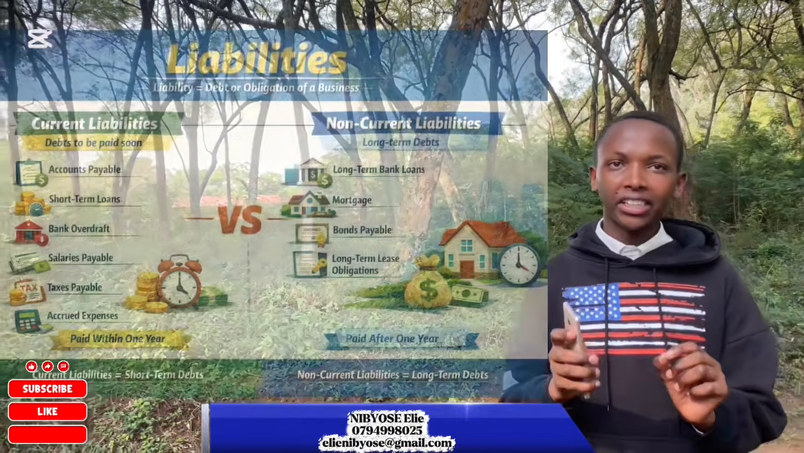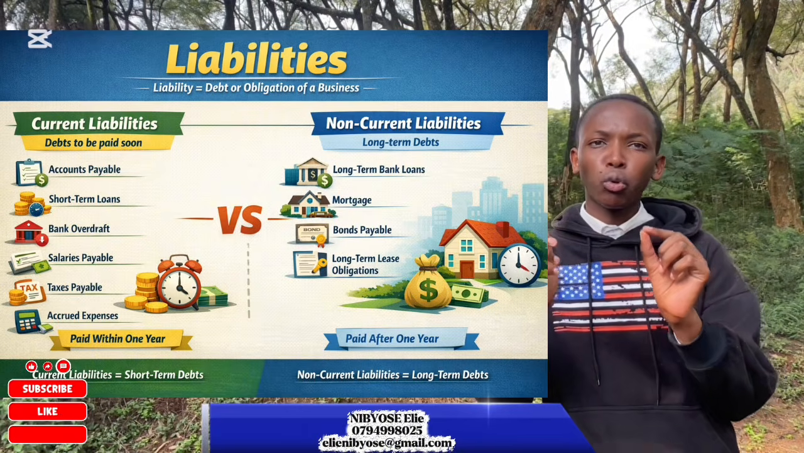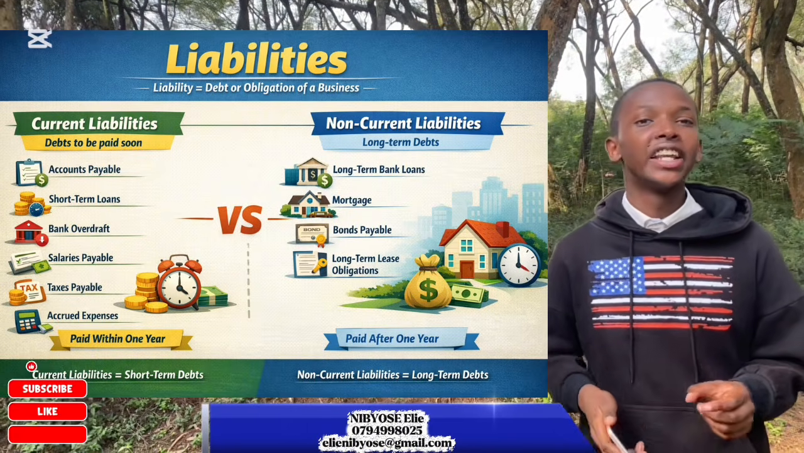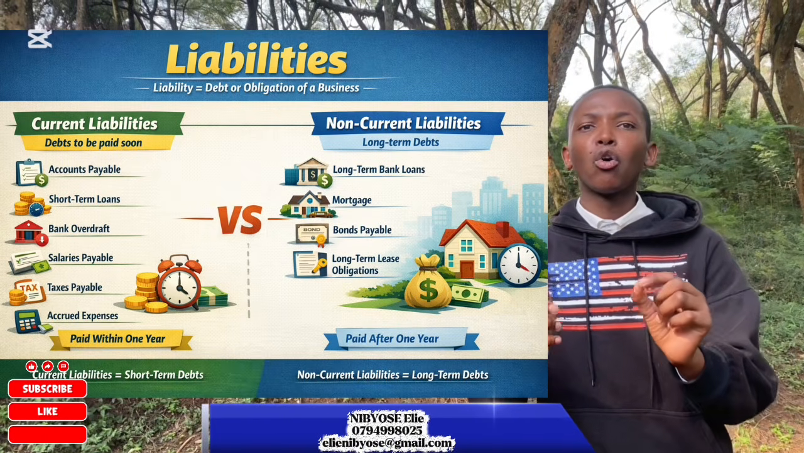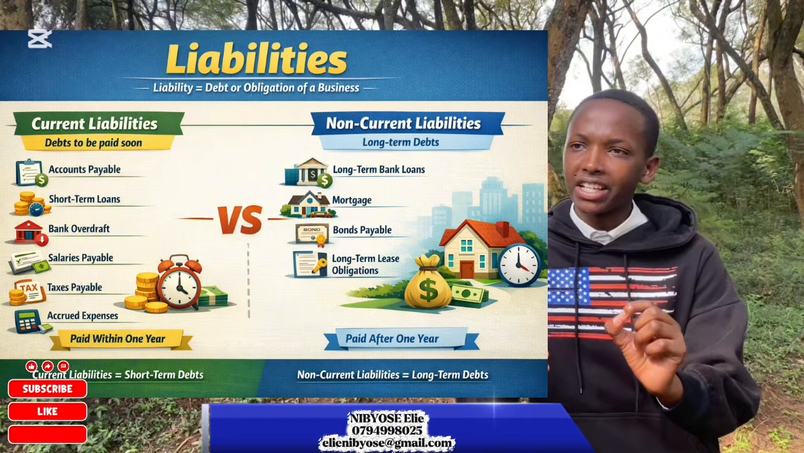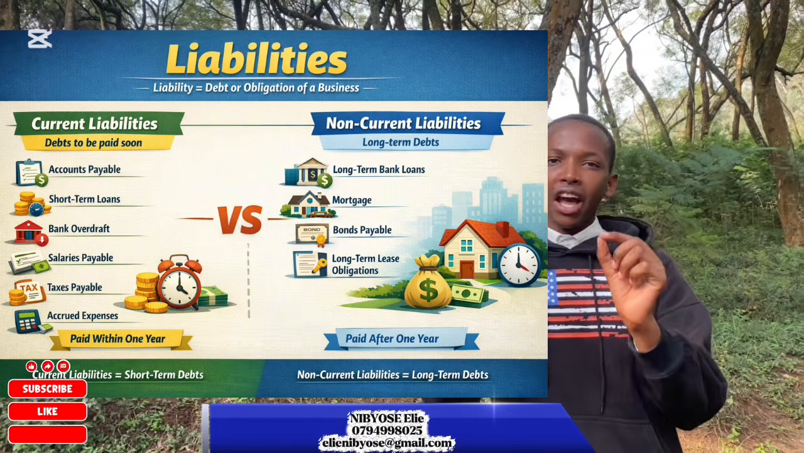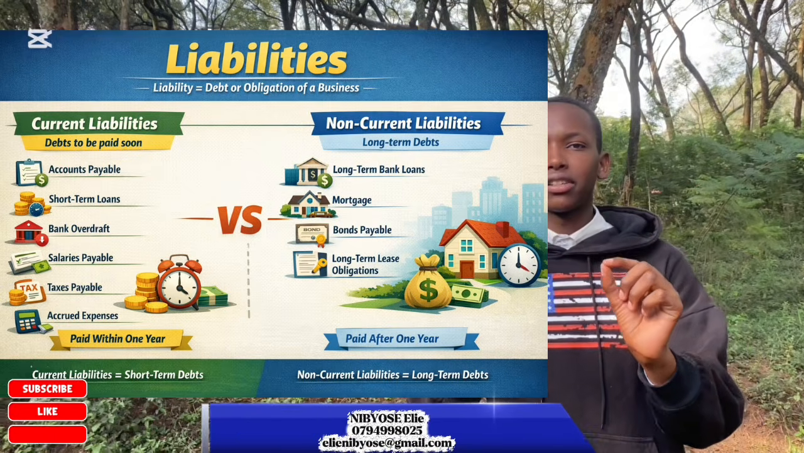Let's proceed on liabilities. Liability is something that business owes to other people or to other business. In other words, liability is a debt or obligation of the business. Just like asset, liability is categorized into main two types.